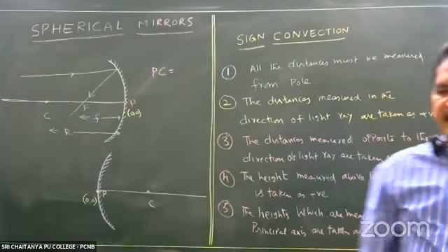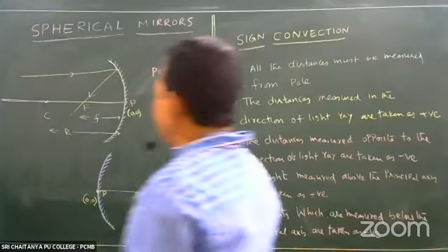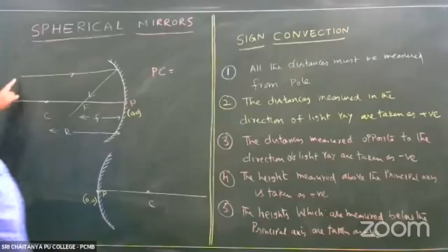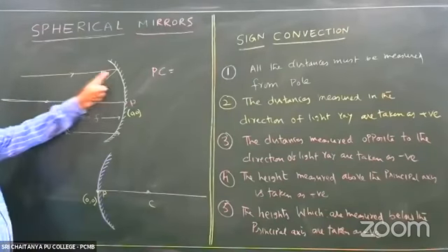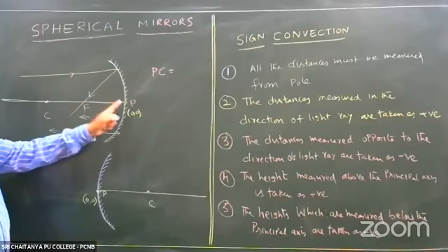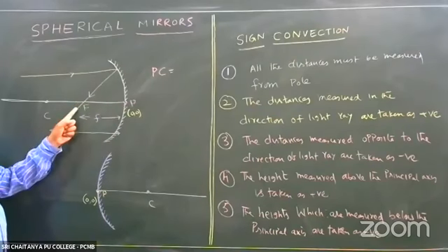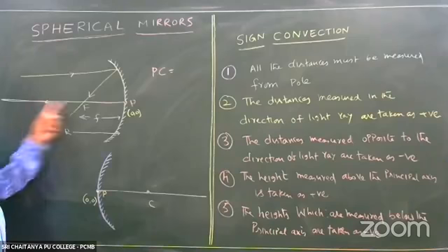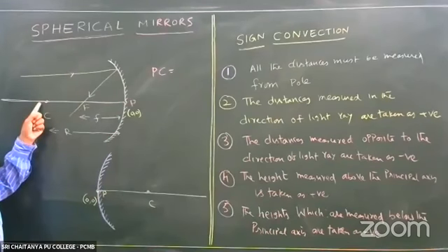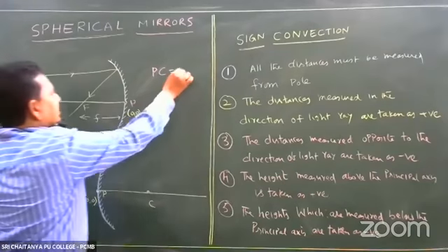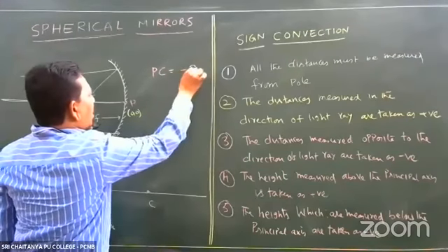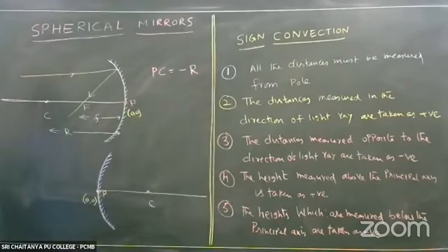P to C is the radius of curvature. If we see the diagram properly, the light ray is falling from left to right, but we are measuring the distance from right to left. So the distance is opposite to the direction of light ray. So PC is equal to minus R. In case of concave mirror, radius of curvature is negative.